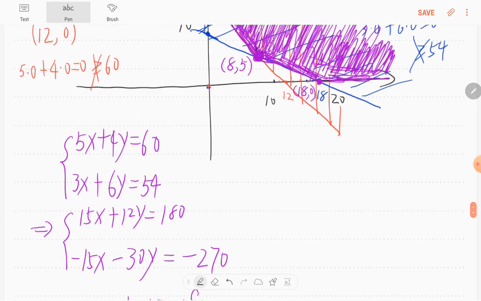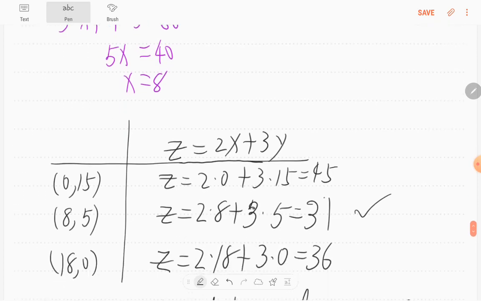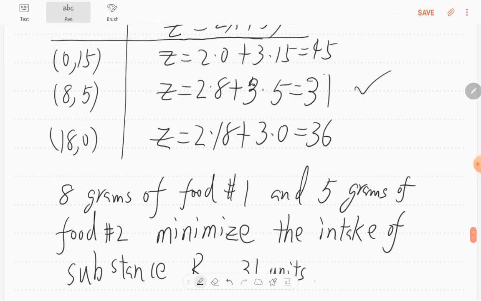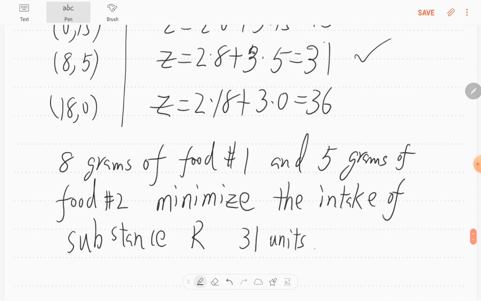Then we plug into this table, write down the corner points in the first column, and the second column is the z values. Then you plug the corner point into the z function, the quantity of the substance R, right? How many units of the substance R for each point. So then you choose the smallest one, which would be your answer. So that means 8 grams of food number 1 and 5 grams of food number 2 each day will minimize the intake of substance R, which is 31 units.